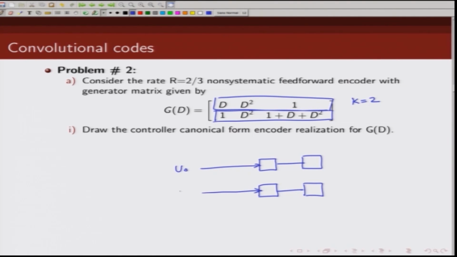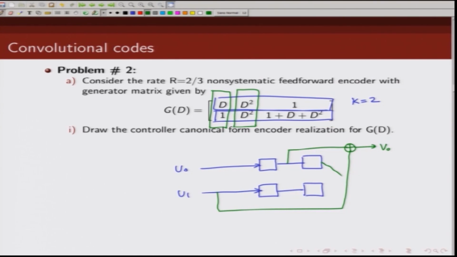Let us call the inputs U0 and U1. Now, there are 3 outputs. So, the outputs are, this is one output, D times the first input and 1 times the second input U1. So, D times the first input is this, and 1 times the second input, that is this. So, this is your first coded bit. Let us call it V0. Now, what is the second coded bit? This is this term, D square U0 is this term and D square U1 is this term. So, this is your V1, and the third output is this.